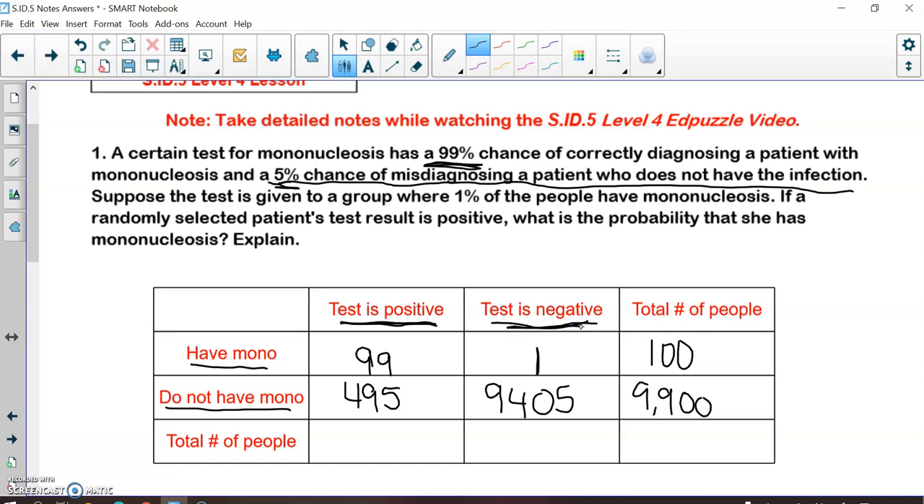Okay, so now I'm going to add up the column totals. So 99 plus 495 is going to give me 594. And 1 plus 9,405 is going to give me 9,406 people. And then altogether, remember I told you that we were randomly testing 10,000 people. You could have chosen a different number, but it's easier to work in multiples of 10s.